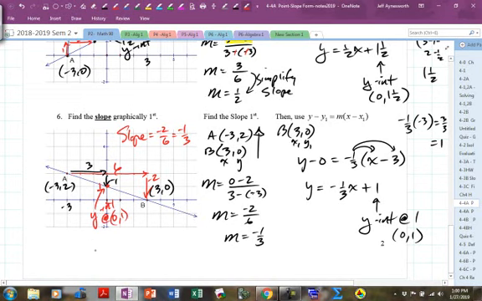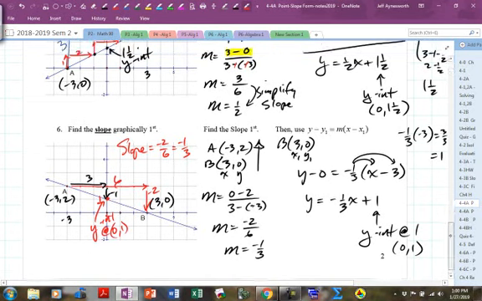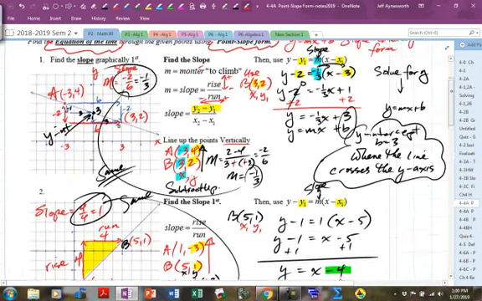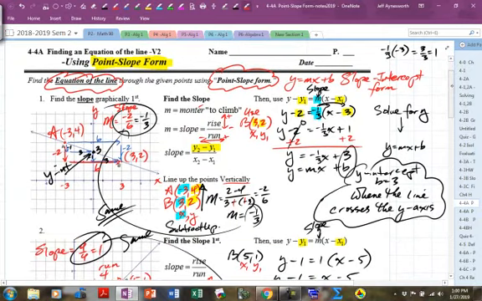And that's how you use point slope form, my friends. It is used in a wide variety of applications. So go ahead and get good at it, because this right here is probably one of the main concepts of the entire chapter. This is an important one.